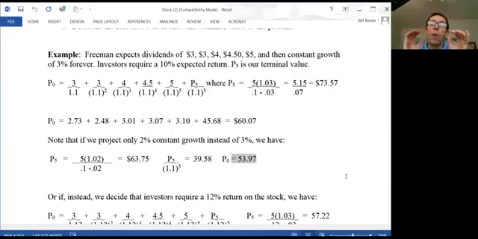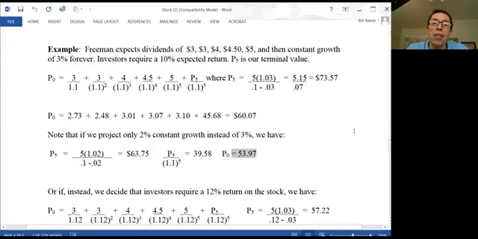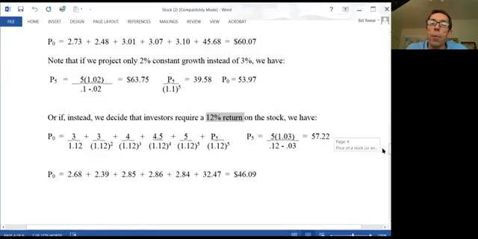So what number you attach to the dividend at time 2 or 3 or 4 is not nearly as important as what you are projecting the long-term growth rate to be. That's a very important number. The other very important number is the discount rate. Let's suppose instead of requiring a 10% return on the stock, you require a 12% return. So all of the dividends are still the same, and the growth rate is 3%.